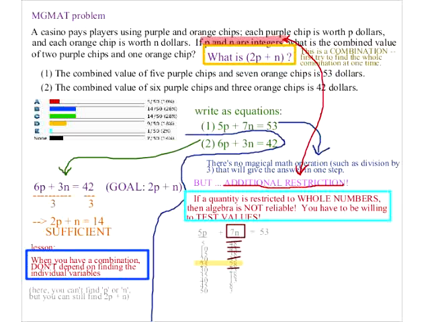Then 18 does not work, 23 does not work, 13 does not work. 8 does not work. 3 does not work. So it looks like we've only got one way of doing this. So that is sufficient. Algebra is not going to tell you that. There you go.